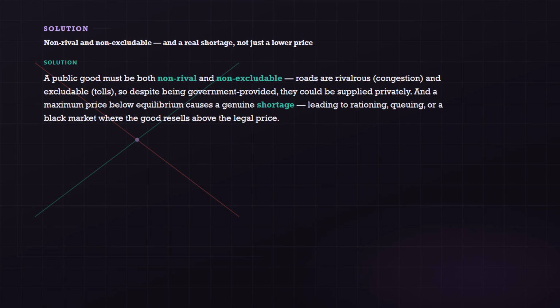Government provided doesn't automatically mean public good, and a maximum price set below equilibrium causes excess demand, a genuine shortage, since quantity demanded now exceeds quantity supplied at the lower price. This often leads to rationing or queuing to allocate the limited supply that exists, and it can create a black market, an illegal secondary market where the good resells above the legal maximum price to the buyers most willing to pay.